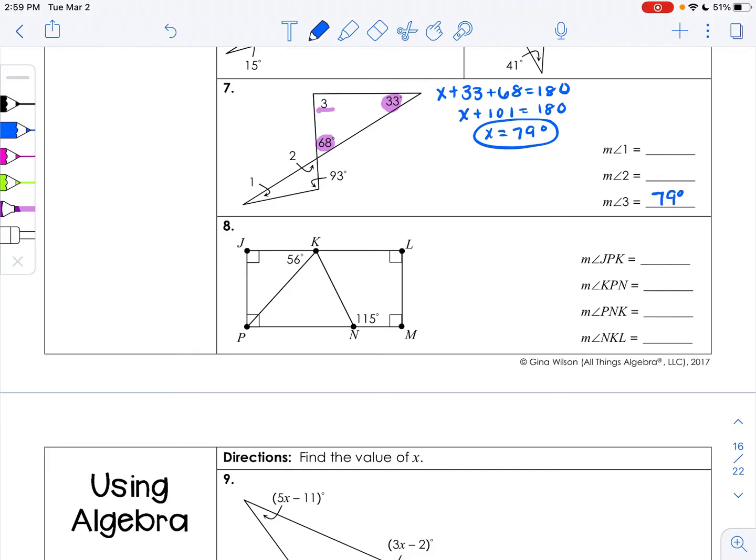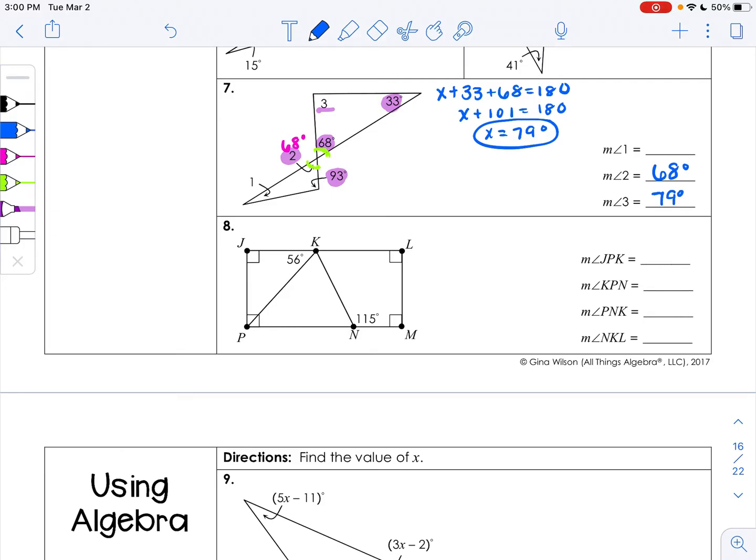My smaller triangle, if you notice, I only have 1 degree measure. But I can use what I've learned about angle relationships, and I know what the measure of angle 2 is. So the measure of angle 2 and the angle that measures 68 degrees are vertical angles. We know that vertical angles are congruent. So I know that the measure of angle 2 is 68 degrees. So on the right, the measure of angle 2 is 68 degrees.